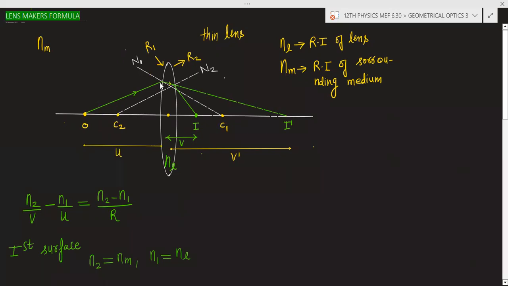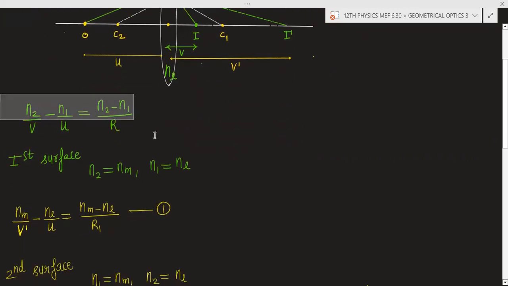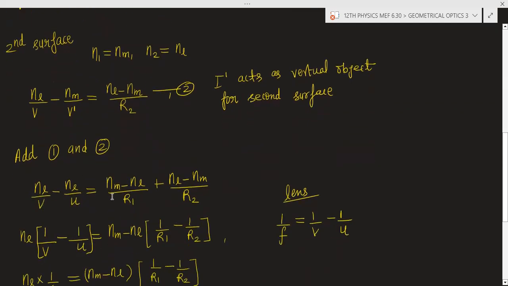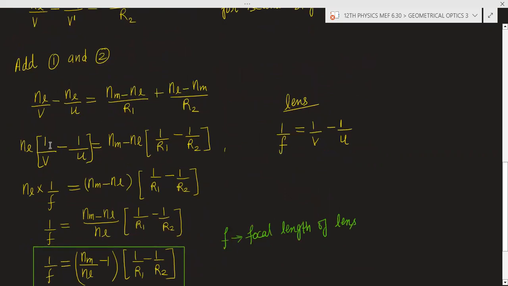this, and after refraction image is formed here due to this surface. Due to this surface the image is formed here, and due to this surface the image is formed here. So you can say, for this surface, this is the object, and this will be the image, and for this surface this will be the virtual object, and this will be the image, and you will put in this formula. This is the formula earlier derived by us. After putting all the values of Nm and Nl, you will get two equations, and when you add those two equations you will get this, and accordingly you will get this.